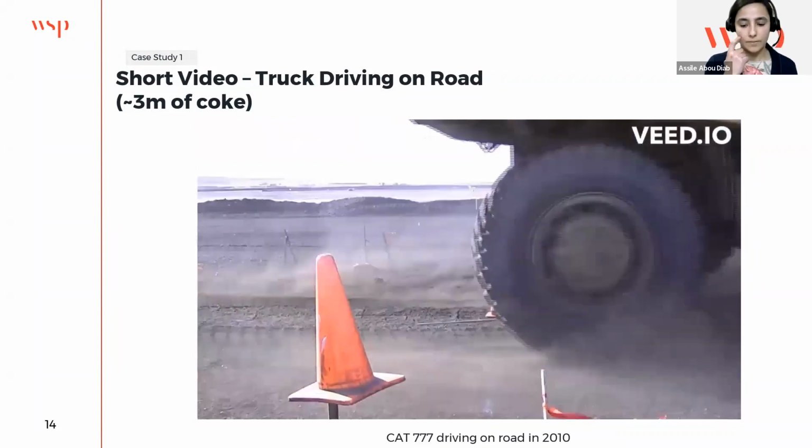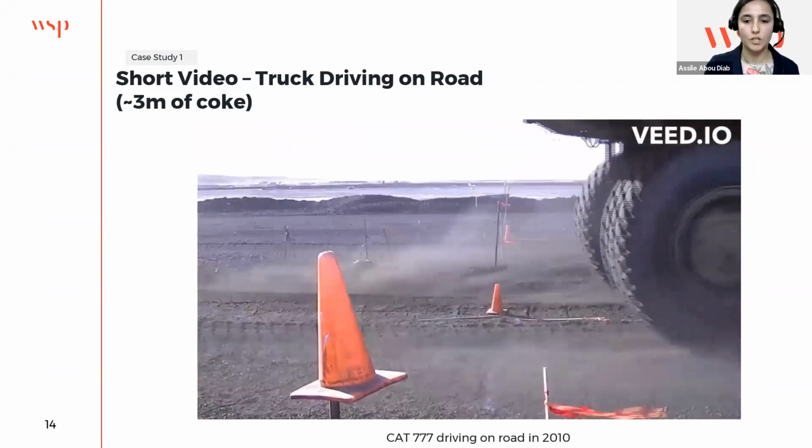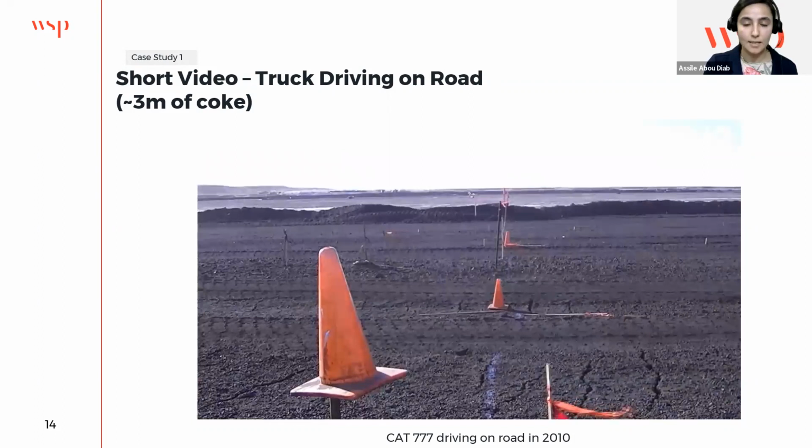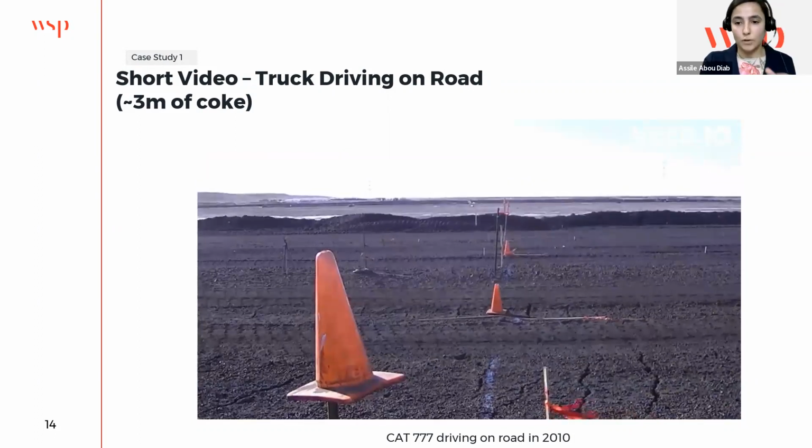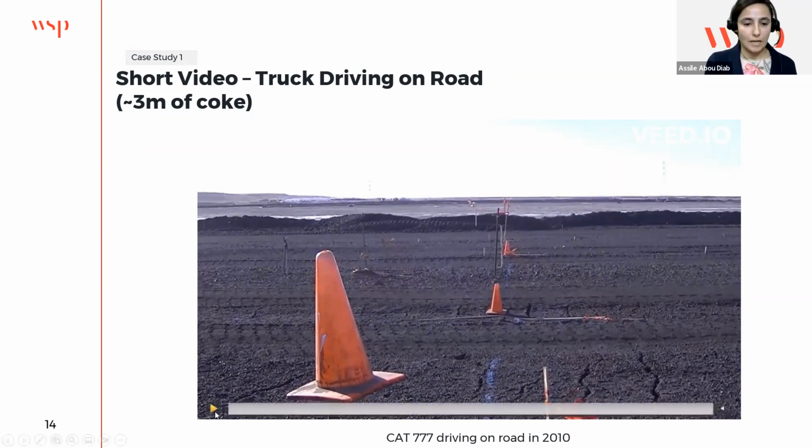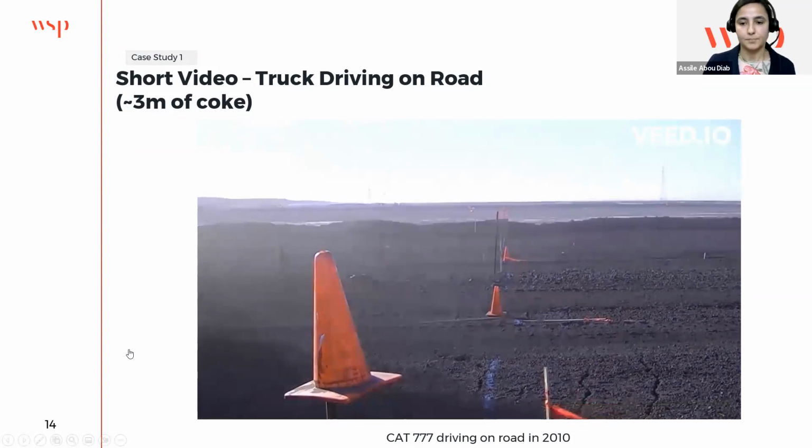So as we can see in this video, there is excessive deformation. You can see rutting, cracks, a big depression whenever the truck passes, and after the truck leaves, it kind of rebounds. So the initial 2-3 meters of coke were not as rigid. It's like a floating cover on top of tailings, and it wasn't rigid enough. I will just play the video again.